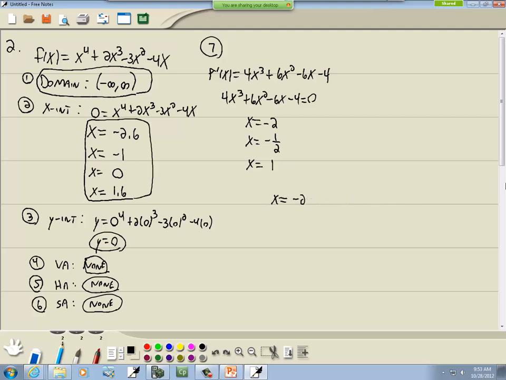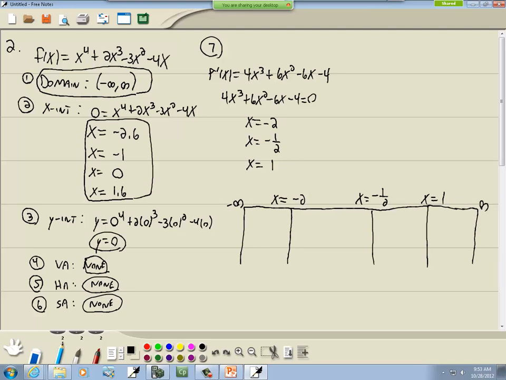So we got -2 is our smallest one. We got -1/2, and we got +1. And here's our intervals. Clear over here is -infinity. Clear over here is +infinity. We want to choose test cases. Choose a value between -infinity and -2, like -4. Something between -2 and -1/2, like -1. Something between -1/2 and 1, like 0. And something greater than 1, like 2.